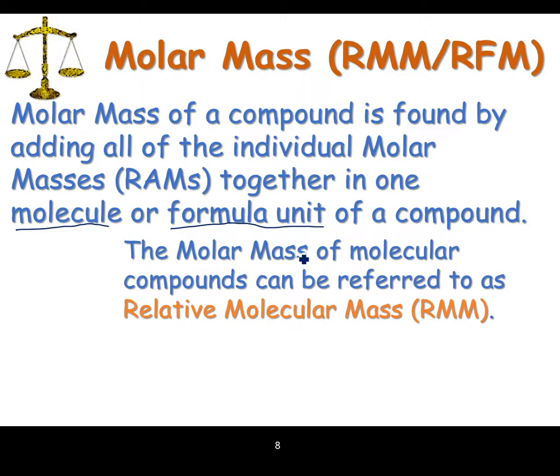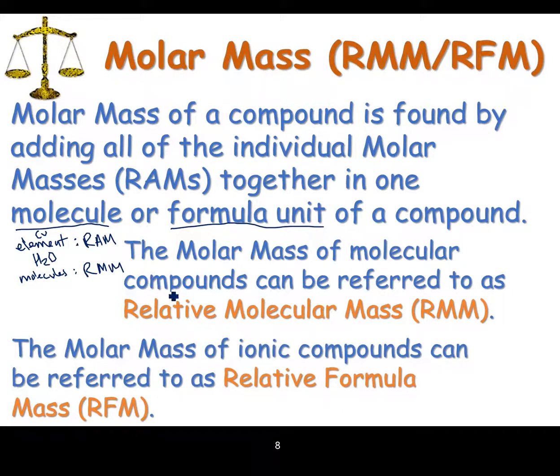So the molar mass of an element, a specific element, is called relative atomic mass. Elements would be like the element copper, Cu. If I have a compound, for example, water, H2O, it's a molecular compound because it has two nonmetals together. We would call, for molecules, this the relative molecular mass.